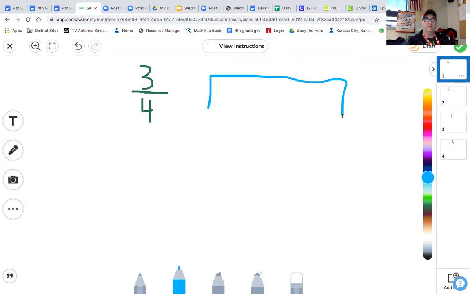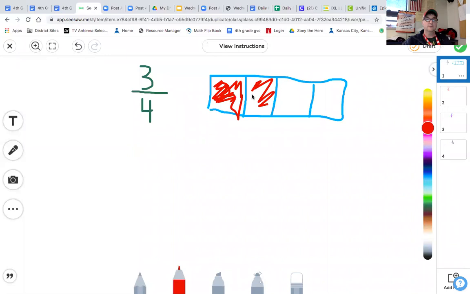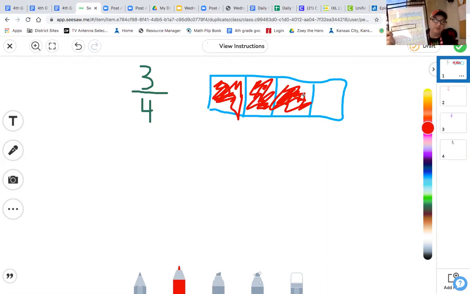So we've got our rectangle and we're going to split the rectangle into 4 equal parts, right? Because we're working with fourths. And then we're going to color in 3/4. So again, either show the picture. Okay, that's really sloppy by me. So either take a picture of this and put it in here or draw it like that.